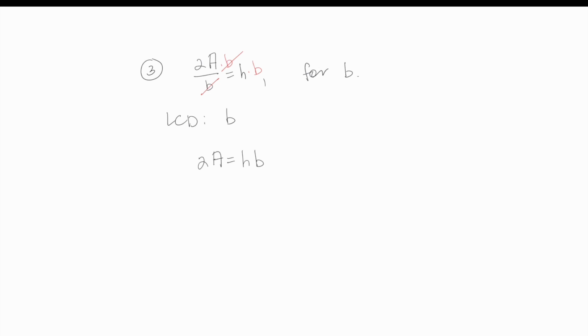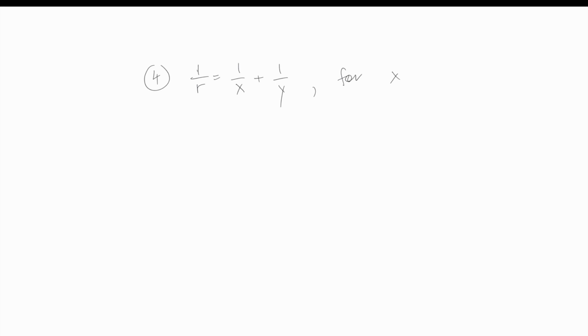Keep in mind, I want the b to be by itself, so I want the h to go. H is attached to b by multiplication, so I'll remove it by division. It cancels the h's next to the b, which now b is by itself, and then 2a over h is your answer. Here is the last example, number 4. 1 over R equals 1 over x plus 1 over y, and I'm asked to solve for x.